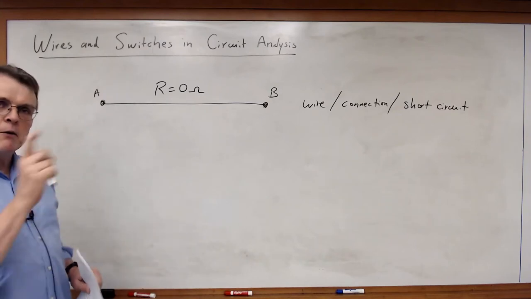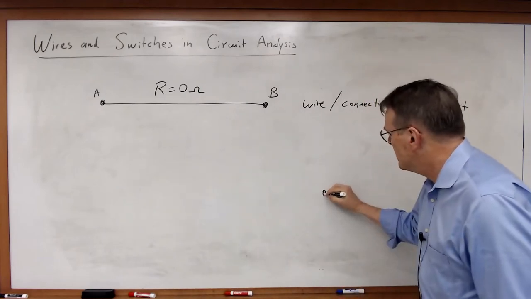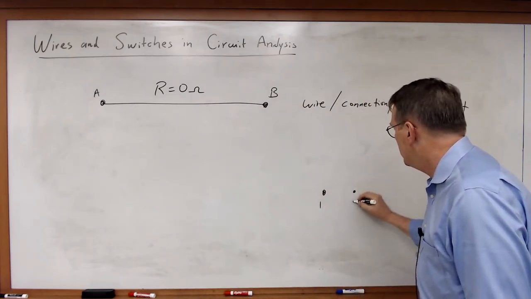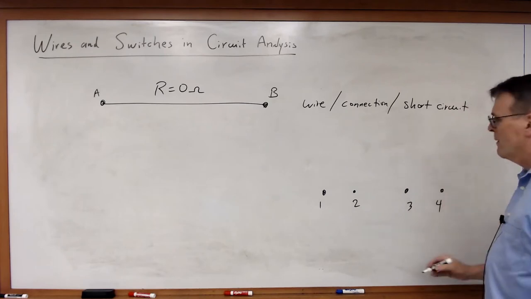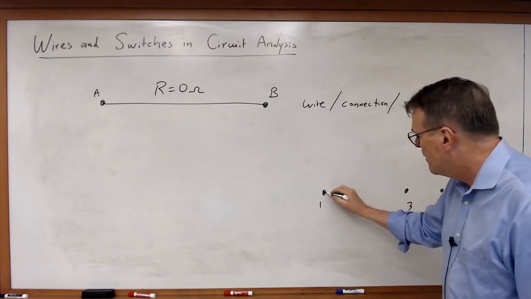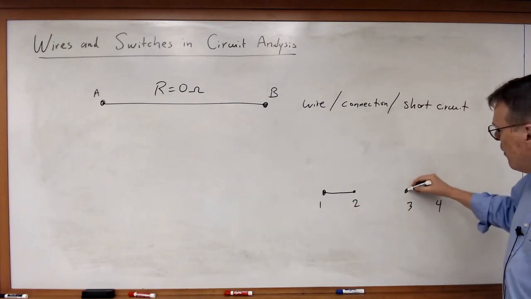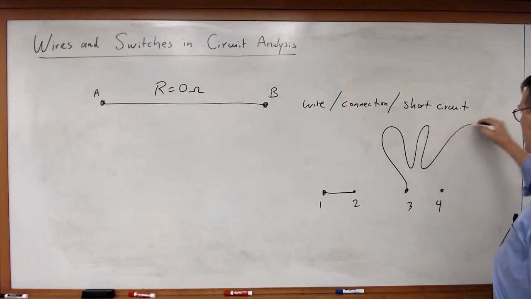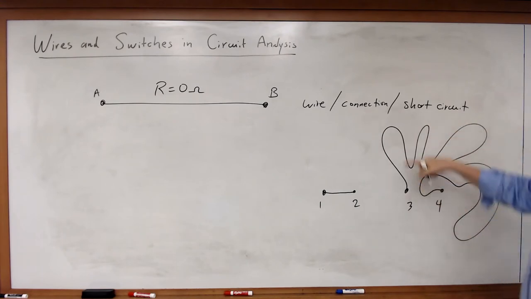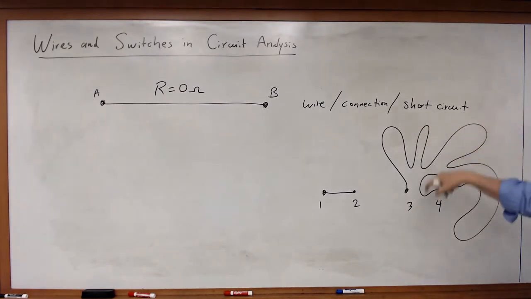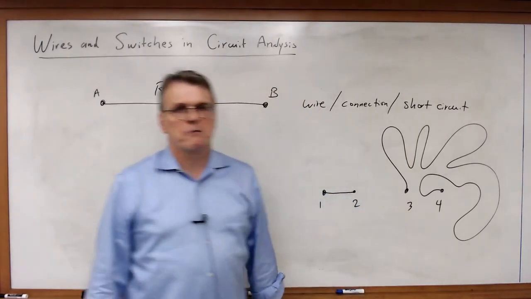Now, here's something I always like to point out to students. Let's say I've got two points like so, 1 and 2. And over here I've got 3 and 4. So here I draw a wire between 1 and 2. Here I draw a wire between 3 and 4, except I draw it in this nice long looping path. Now, here's the question. What's the difference between those two wires?